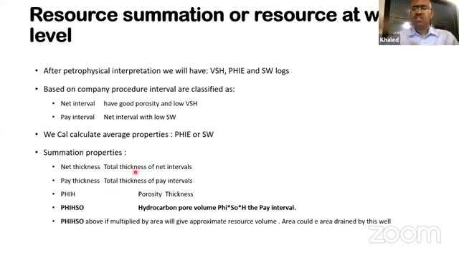Okay. You can calculate the total thickness of net, the total thickness of pay, and this one is the pore space. Porosity multiplied by thickness, that's the pore space, how much pore we have. And hydrocarbon pore volume is porosity multiplied by thickness multiplied by saturation of oil, how much oil we have in the thickness of the well.